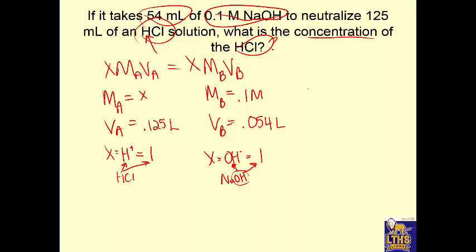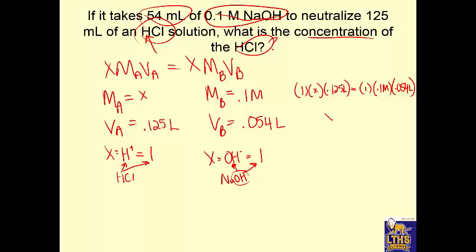All right, so then we plug it all in, and we get 1 times the molarity of the acid, which is what we're looking for, times the volume of the acid, 0.125 liters, equals 1 for X, the molarity of the base is 0.1 molar, the volume of the base is 0.054 liters.